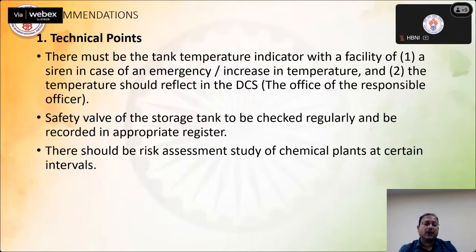There should be a risk assessment study of chemical plants at certain intervals. All these things the regulatory body should check, and even if they are not checking, the factory premises owners or the occupier or whosoever is responsible over there should maintain all these things. It is not that the technical point is only to discuss and talk about the failure part, but it is important that we understand the issues related to this. If the safety valve of the storage tank was regularly checked and recorded, then it should not create a big problem. And if the risk assessment study had taken place, then also there is very little chance of this type of accident.